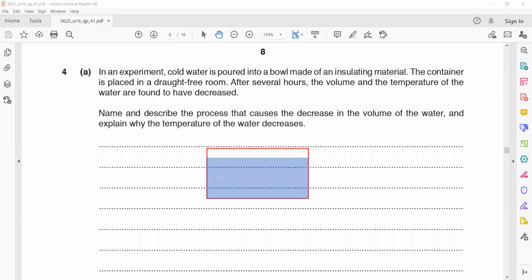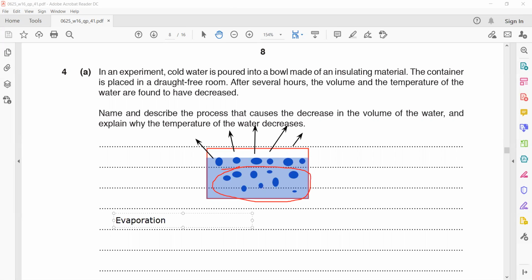Basically, what is happening? Evaporation happened. How do you explain the process? The most energetic molecules at the surface gain energy from the surroundings and escape. The molecules which are left behind will have low energy. That is why it will cool down. So the process is evaporation.